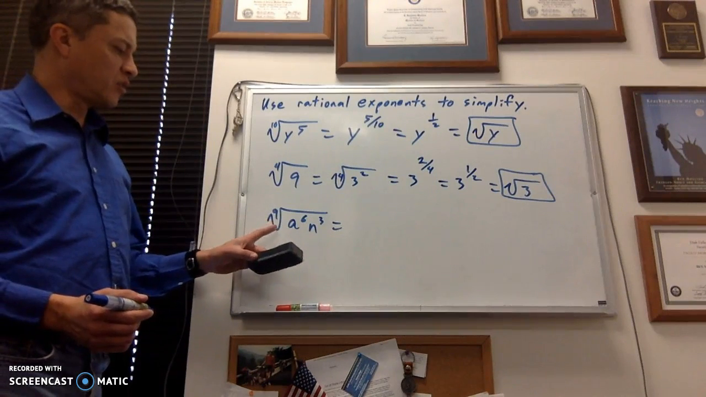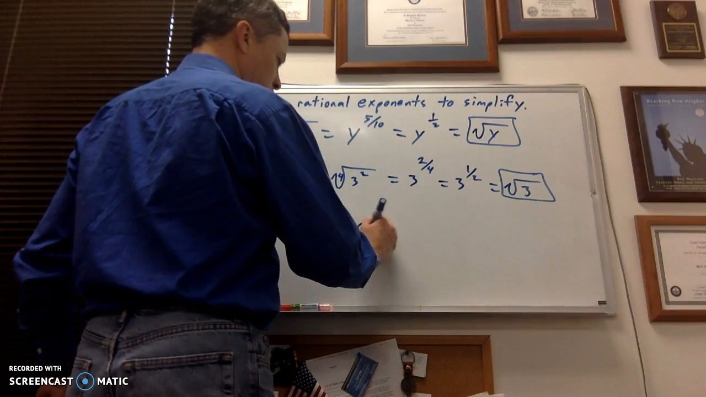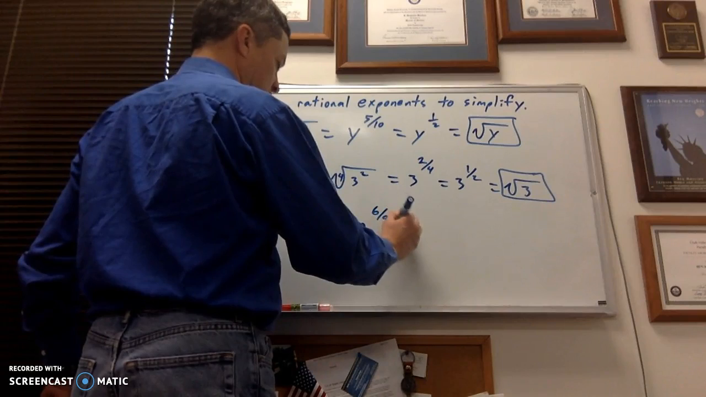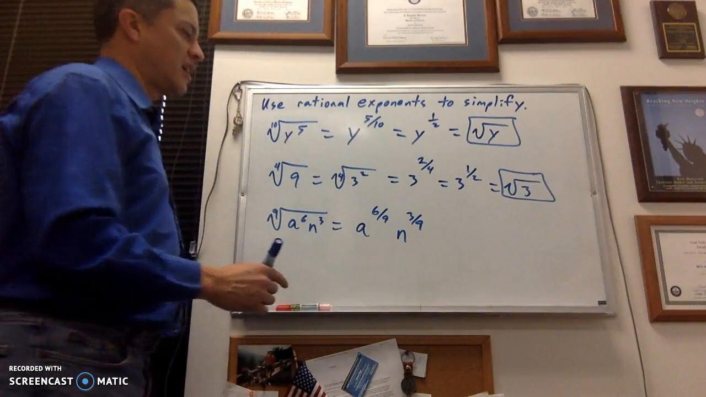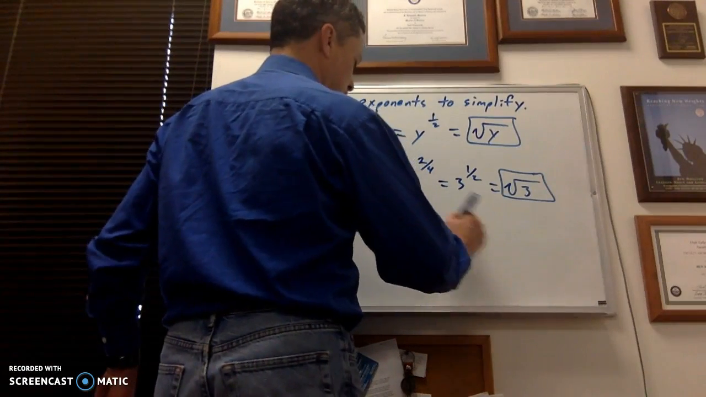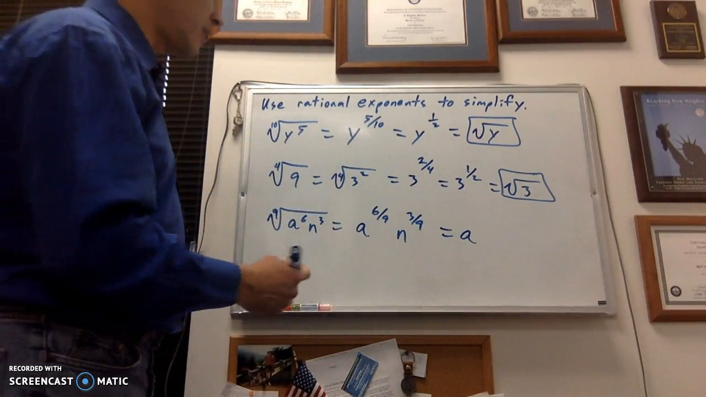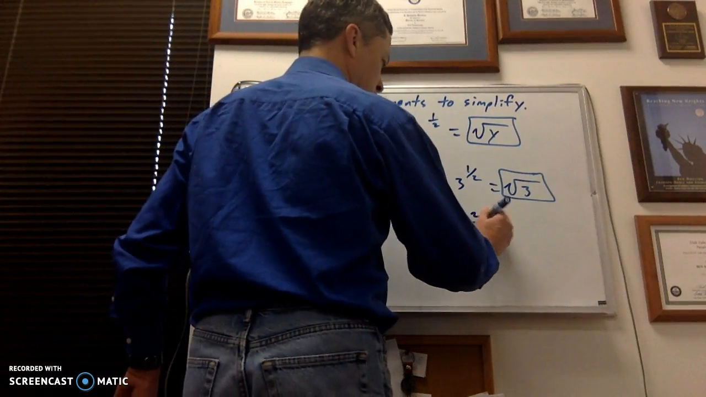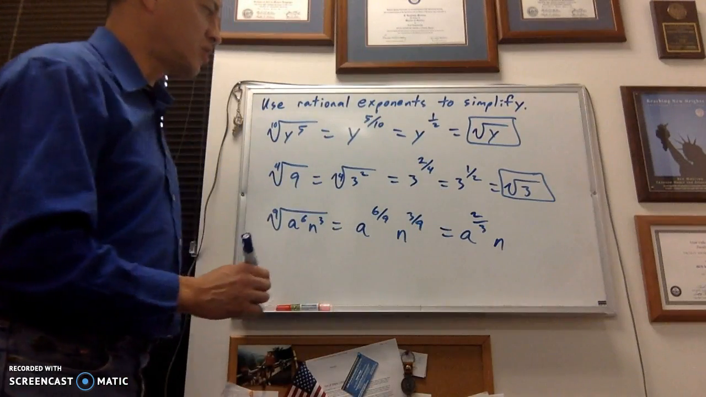Now let's look at the 9th root of a to the 6th n cubed. If I rewrite that as rational exponents, we'll be looking at a to the 6 ninths times n to the 3 ninths. That'll be a to the 6 over 9. That reduces. They're both divisible by 3, so that'll be 2/3. And this n to the 3 ninths, that'll reduce to 1/3.